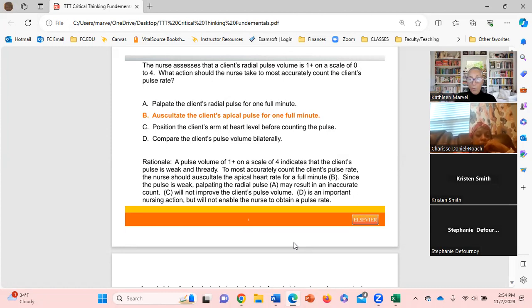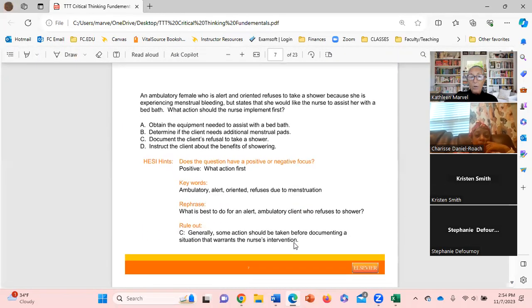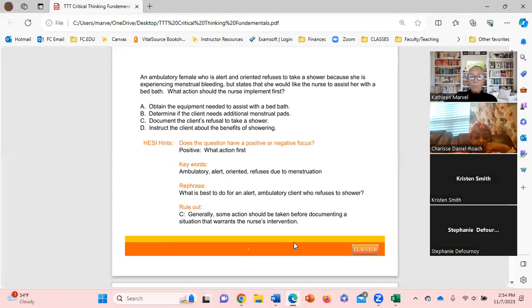Okay, so this is just breaking down, I know these are med-surg questions, but they're breaking down how to answer a question. Okay, let's do another one.